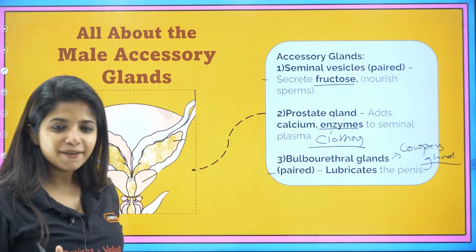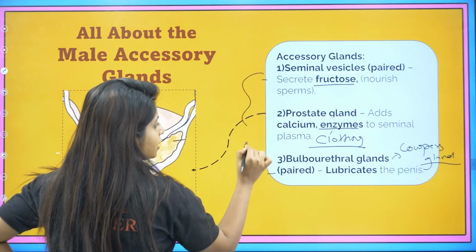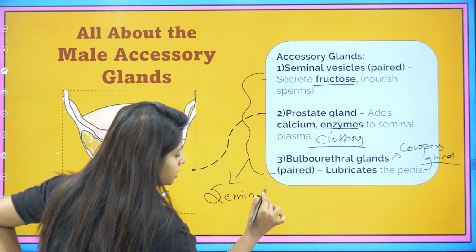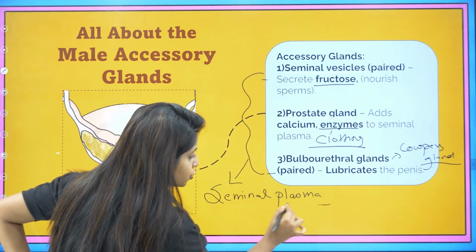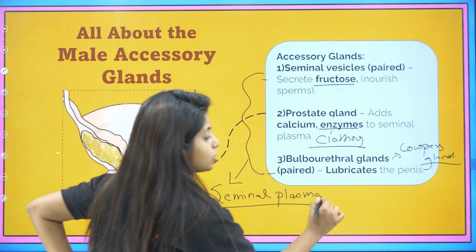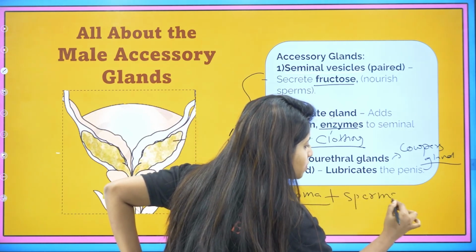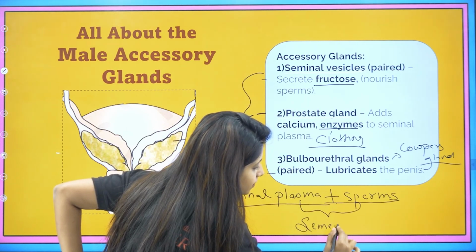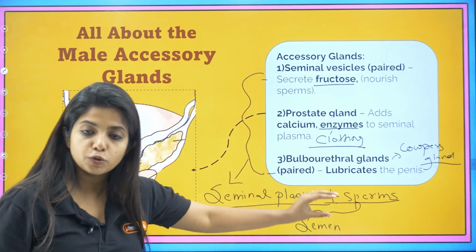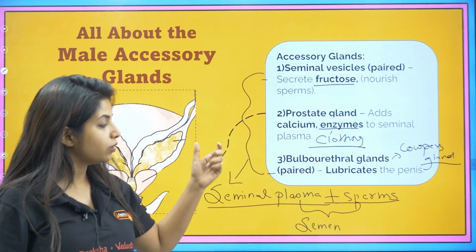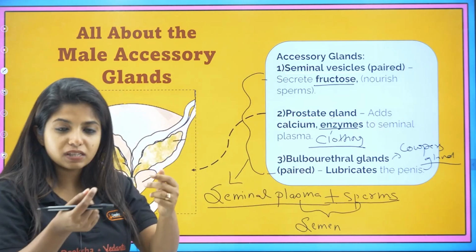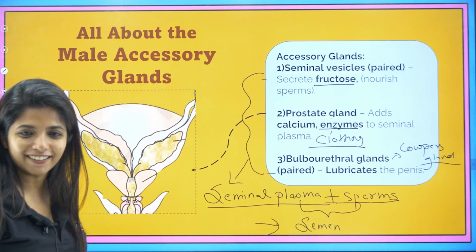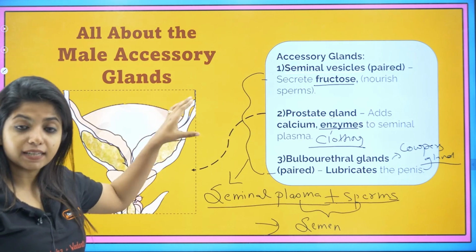Okay, done, clear. And now, one very important thing: all the secretions together, you call this seminal plasma. Now, when the sperms are also in this particular seminal plasma, my dear children, you will call this whole thing semen. So seminal plasma plus sperms gives rise to what? The semen. Because of the secretion, that is the reason why it is slippery, it's white in color and things like that. Cool? Done? Okay, so this is about the male accessory glands.